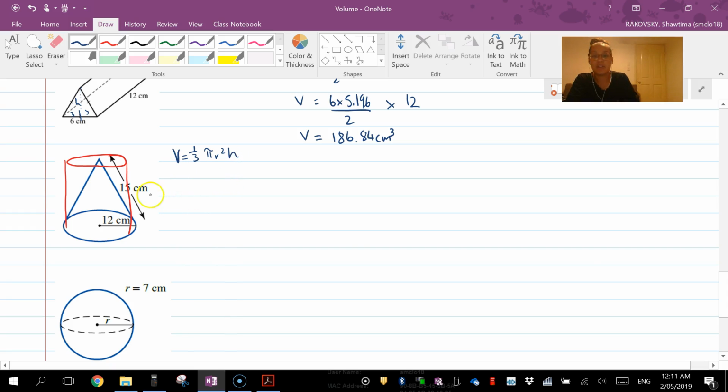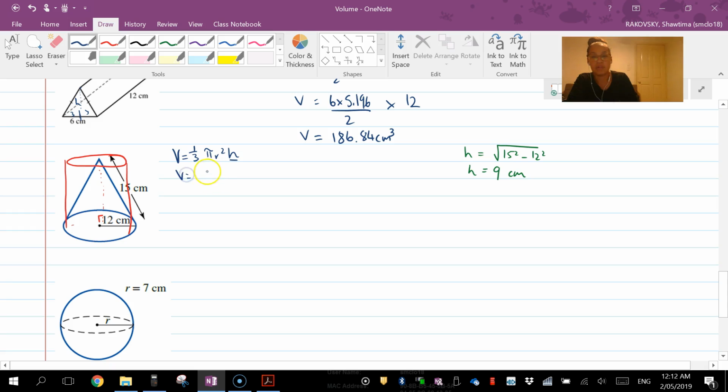One of the things you'll notice is that this has a slope, and we will need to identify the height of this cone. In order to do that, we use some Pythag. So the height of the cone equals the square root of 15 squared minus 12 squared, which gives us h of 9 centimeters. And then we substitute that value into this h here.